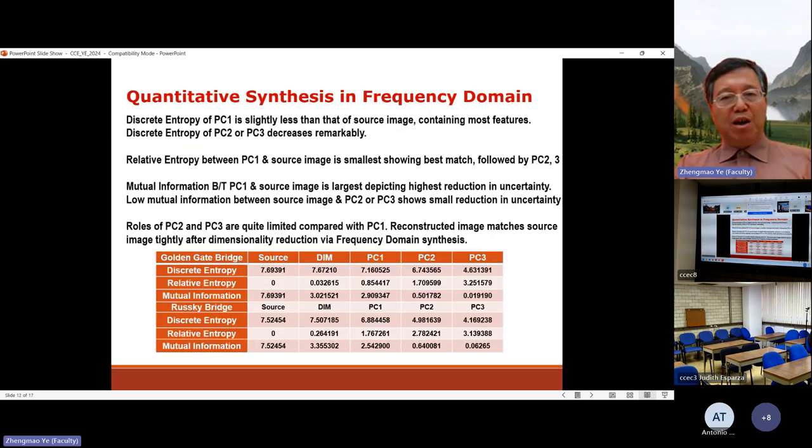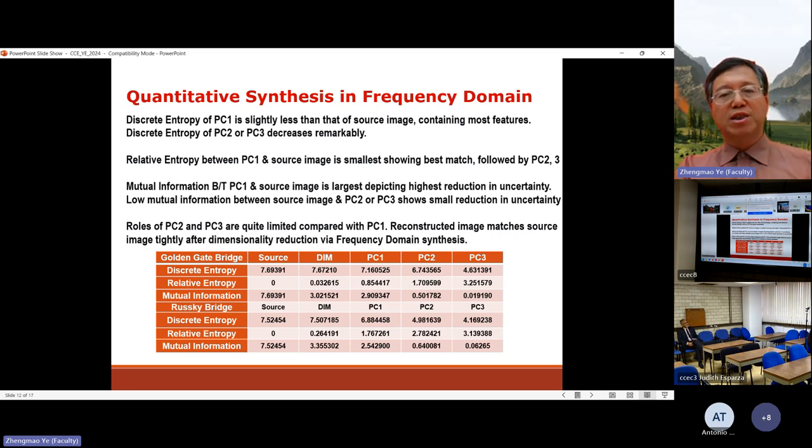Okay, let's make some comparisons. In this slide, we have a table right here. It covers five different columns. The five columns show us the results based on the source image and the image after dimensionality reduction, as well as the components PC1, PC2, and PC3. Two case studies were conducted. One is about the Golden Gate Bridge image. The other one is a Ruskin Bridge image. For each of those, discrete entropy, relative entropy, and mutual information have been found.